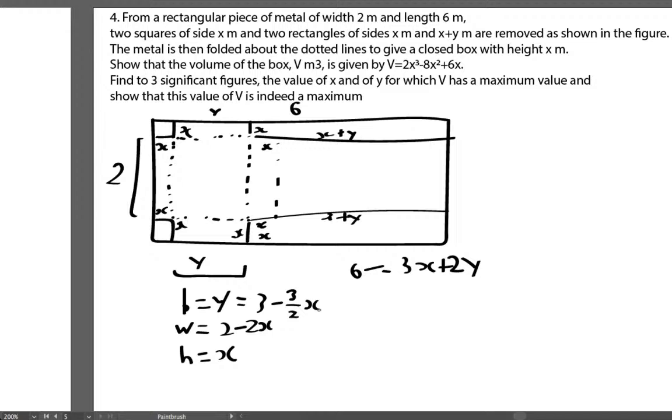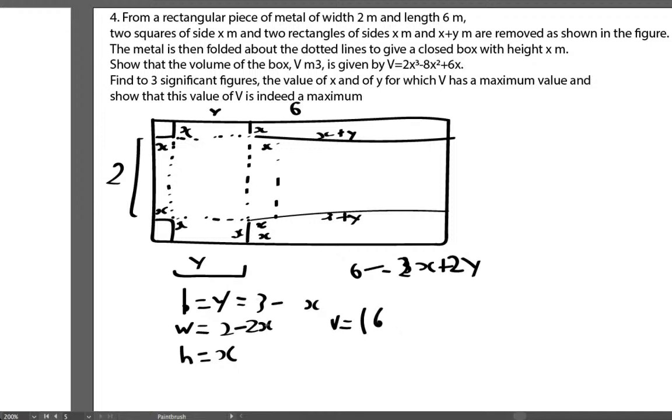Oh, sorry, my bad. It's all 2. So instead this should be 3 minus x, and so you do the crazy multiplications of b times w times h. Okay, so let's first do the volume here, which equals 3 minus x times 2 minus x, that's 6.